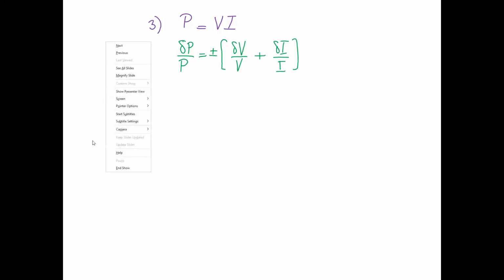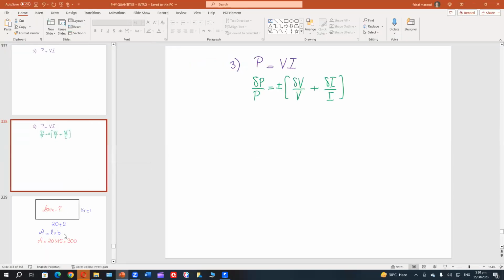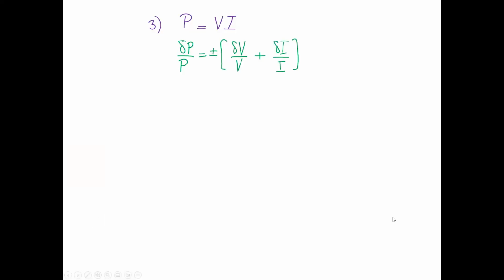So when you write the uncertainty, carefully see the method: delta P upon P. Then you will write a plus minus and open the bracket: delta V upon V plus delta I upon I. This is how we write. This is a very important thing in our paper 2 and paper 1. As mentioned, uncertainty is the most important topic of this chapter. Now you have to copy this example.